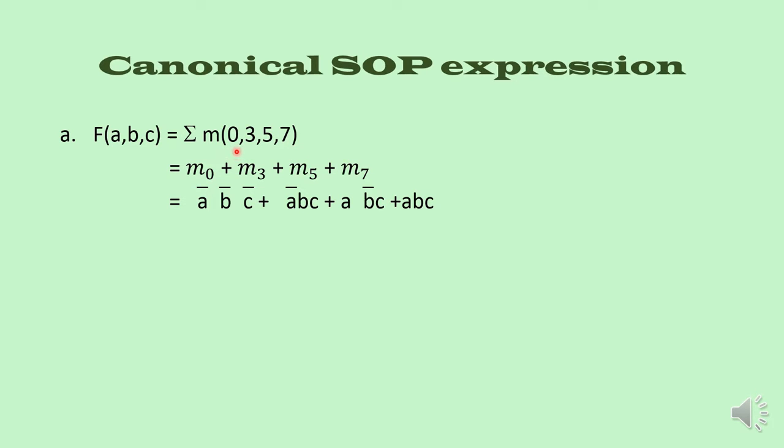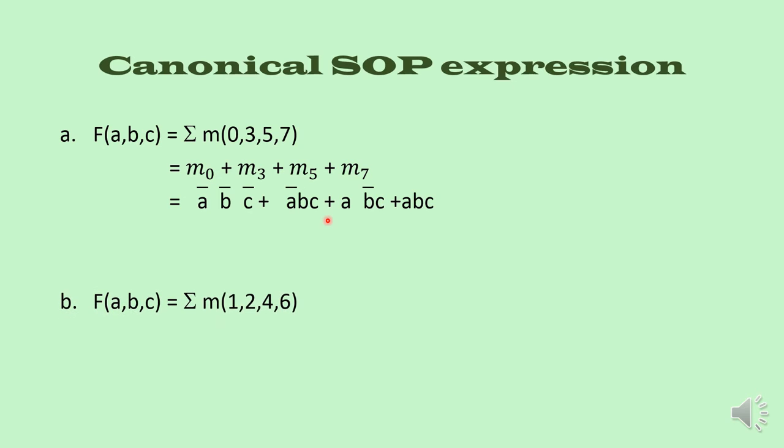That is, 0 is represented by a bar, b bar, c bar, plus 3 is represented by a bar, b, c, plus 5 is represented by a, b bar, c, plus 7 is represented by a, b, c. So this is the canonical SOP expression. From this decimal notation we can define this expression.